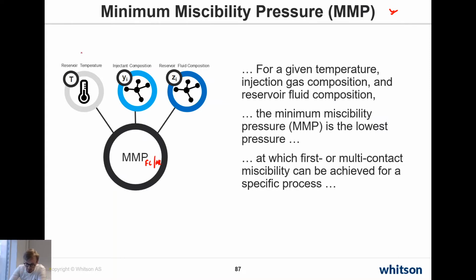So we need reservoir temperature, injection gas composition, and reservoir fluid composition, such that next time you go to a conference and someone talks about the minimum miscibility pressure, you can ask, okay, but what was the reservoir temperature? What was the injection gas composition? And can you say something at least generic about the reservoir fluid composition? Was it a black oil, a gas condensate, etc.? So for a given temperature, injection gas composition, and reservoir fluid composition, the minimum miscibility pressure is the lowest pressure at which first or multi-contact miscibility can be achieved for a specific process.